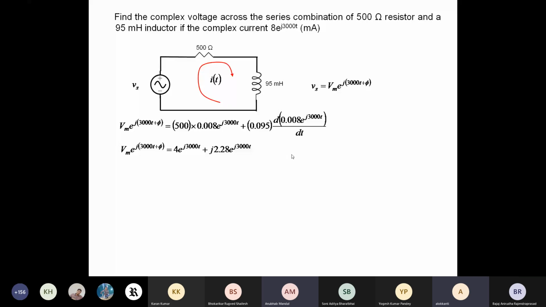So now from here you can find out the value of... my computer is disturbing. I don't know what to do.